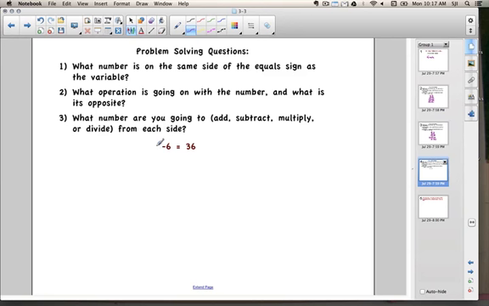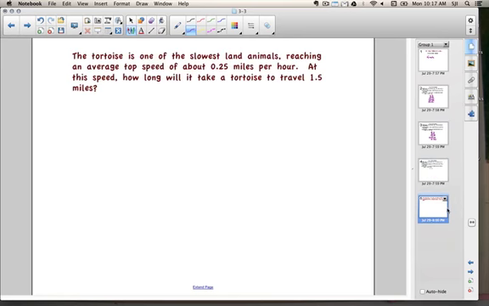We can't do this one. I didn't write a variable in. Let's skip right to the tortoise question then.